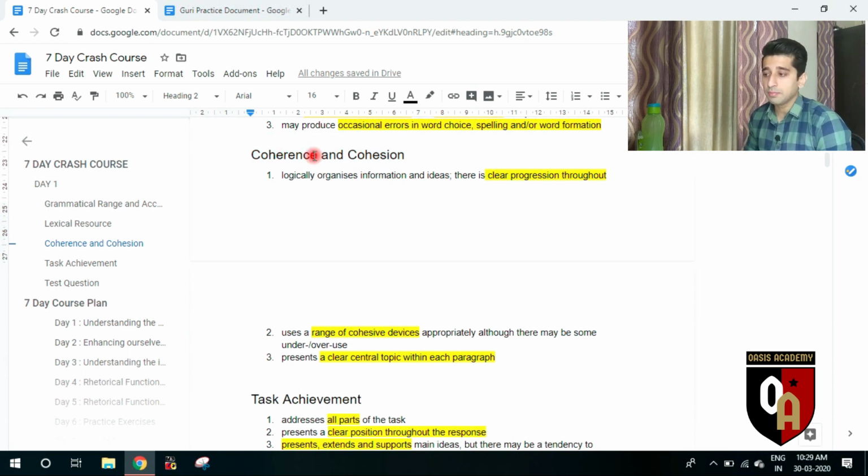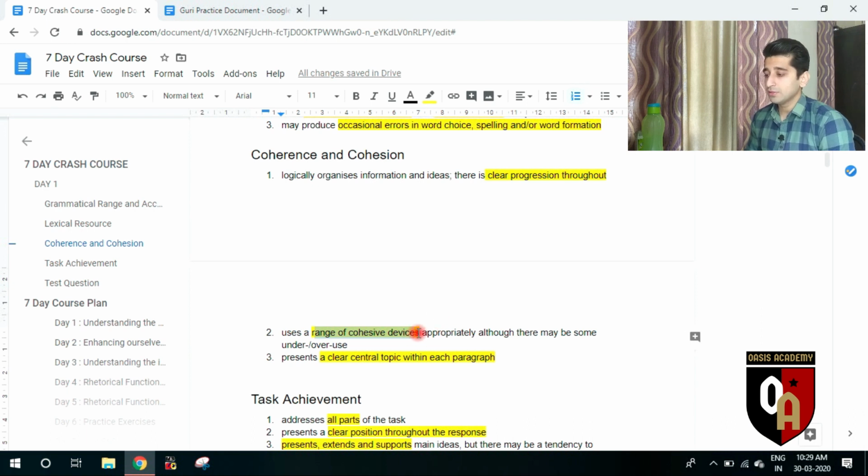By coherence, they mean clarity, and cohesion means unity. So what you need in your essay is that it is clear to read, and not confusing to the other person. And cohesion means how well you are able to combine things in order to produce a clear response. There are also three conditions that I have specified: there needs to be a clear progression throughout, and you need to use a range of cohesive devices.